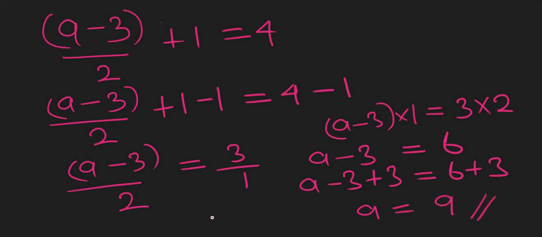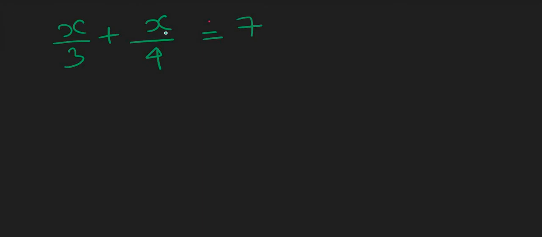Let's consider another example. Now you can see in this example we have two fractions, but the two fractions have different denominators. So we need to find a common denominator for this equation. Now let's find the LCM of 3 and 4, which can be regarded as the common denominator for 3 and 4. In order to find the LCM, we have to divide 3 and 4 by prime factors.